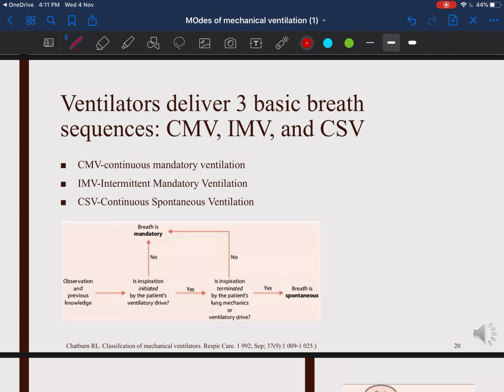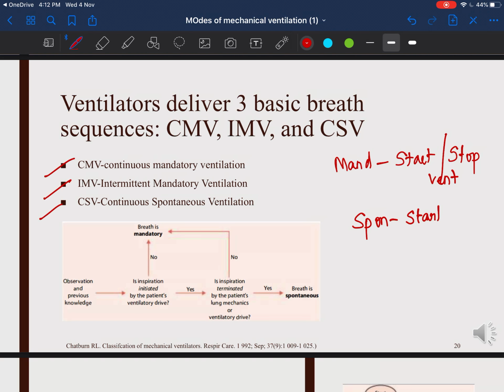What about breath sequences, the second part? There are 3 breath sequences that can be done: continuous mandatory, intermittent mandatory, and continuous spontaneous. If you want me to put it very simply, mandatory mode is where both start and stop of inspiration are determined by the ventilator. Spontaneous mode is where start and stop are determined by the patient. So, if the ventilator determines either start or stop, it becomes a mandatory breath. If the patient determines both start and stop, it becomes a spontaneous breath.